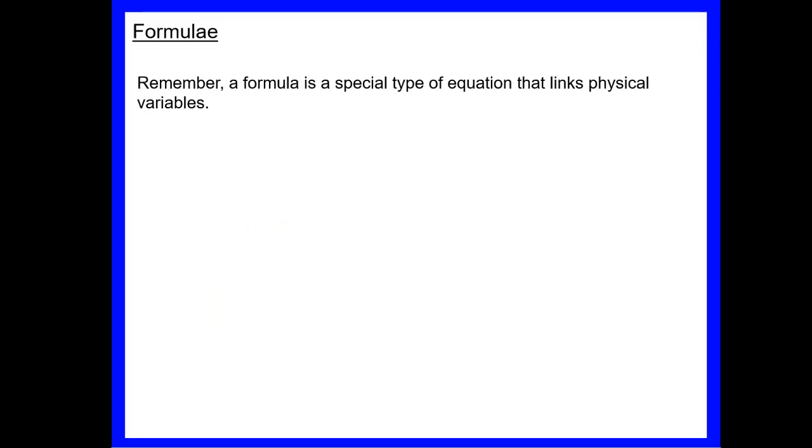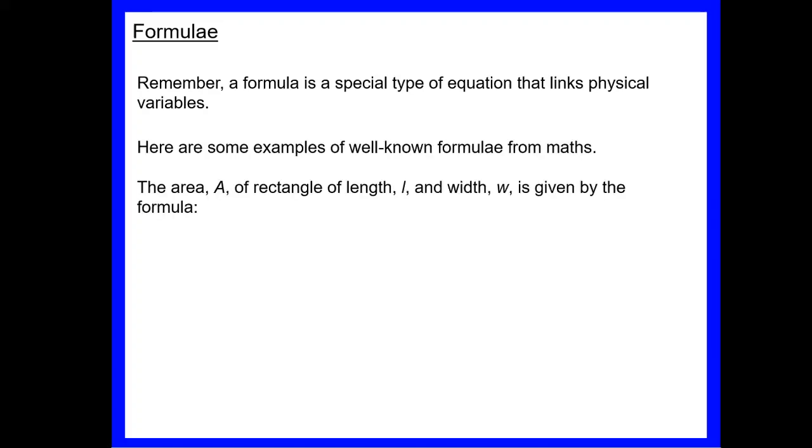So our formula then is a special type of equation, which is linking physical values. Some of the ones you may know already. The area A of a rectangle of length L and width W is given by the formula A equals LW. So if we want to find the area of a rectangle, we've used A to stand for area, and it's told us that here is equal to the length times the width. Remember, when they're next to each other, they're multiplied. So again, the thing we wanted to find is always first, and then we have our variables here.